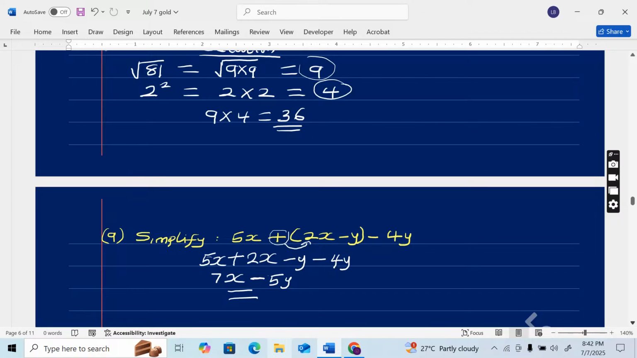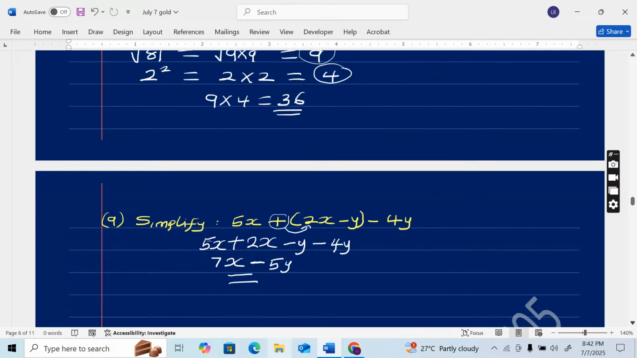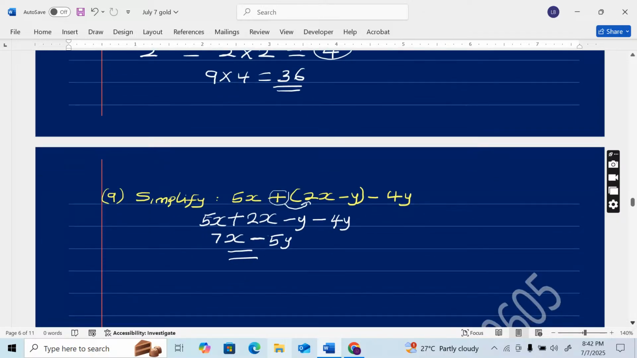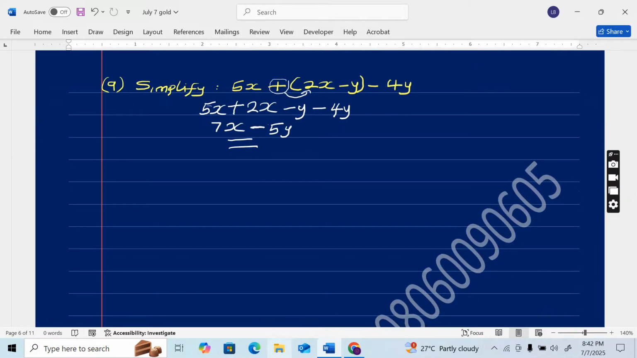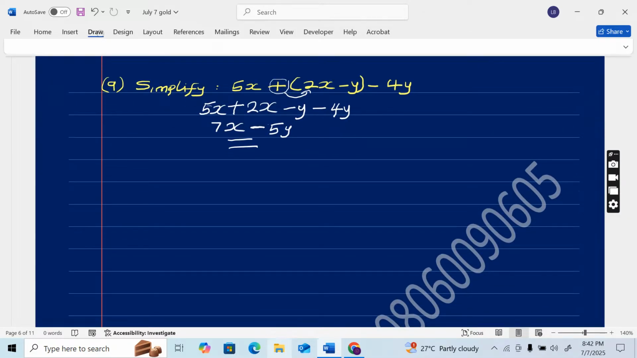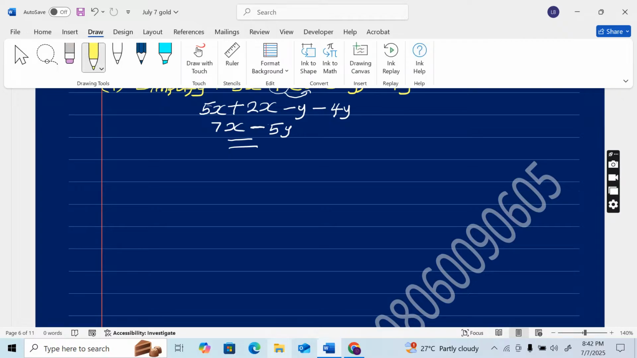I believe you are writing what is on the screen. Make sure you are writing and write very fast. So we're moving on to the next question for today.